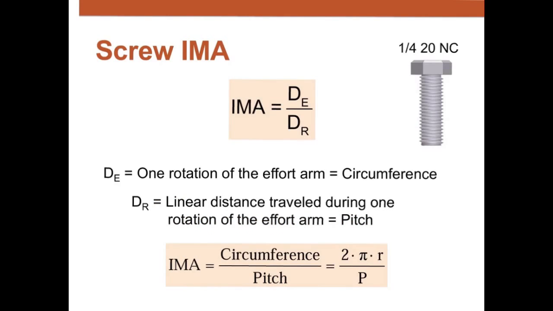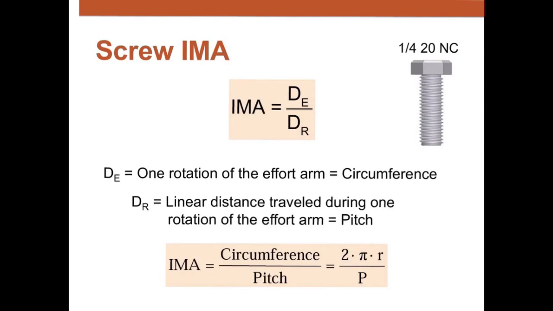To find ideal mechanical advantage for the screw, you're going to use the same formula you've been using in the other simple machines. Ideal mechanical advantage equals distance effort over distance resistance. Distance effort is one rotation of the effort arm, which is considered the circumference. What that means is you're going to find the radius of the wrench that you're using or your screwdriver. You're going to find the radius of the actual handle of the screwdriver, and you're going to find the circumference using that radius. So the circumference is 2 times pi times r, which is the radius.